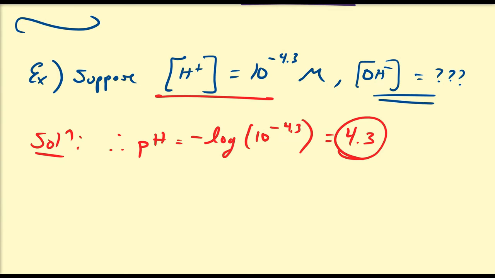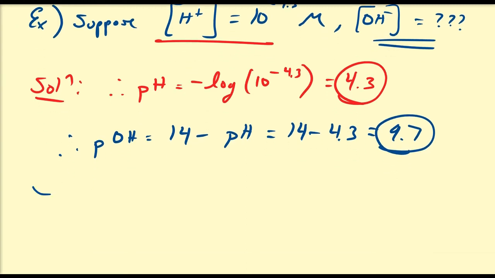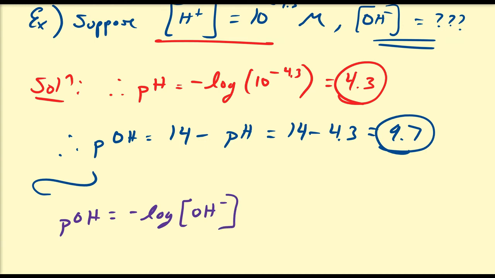If you don't remember, if the pH for a particular substance is less than 7, this is going to be an acid. If we know the pH, then what about the pOH? Since pOH is going to be equal to 14 minus pH, this is going to be 14 minus 4.3, and that's going to be equal to 9.7. So that's the pOH. Remember what pOH is. pOH is going to be equal to the negative logarithm of the hydroxide concentration, so OH minus.